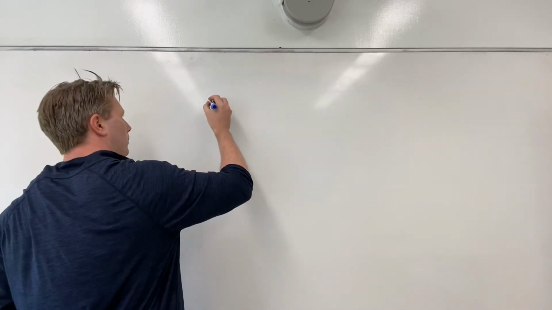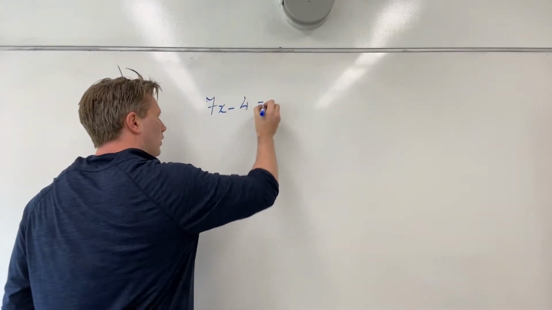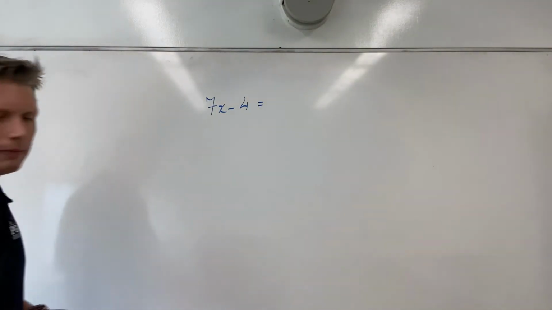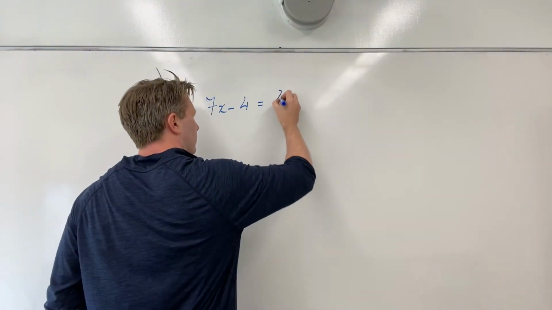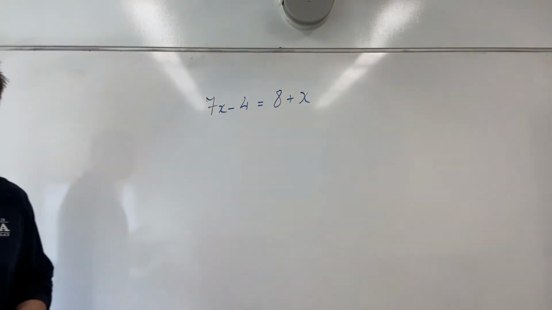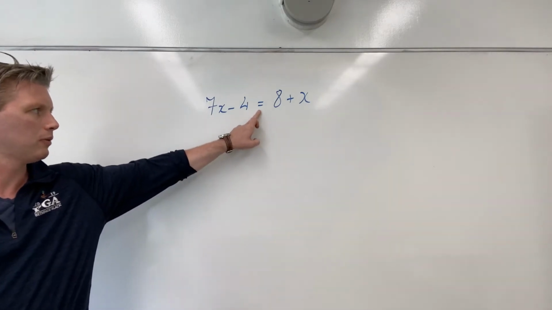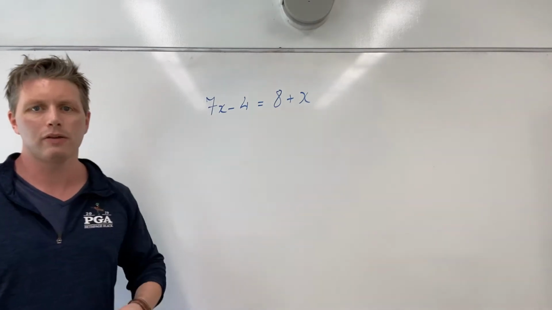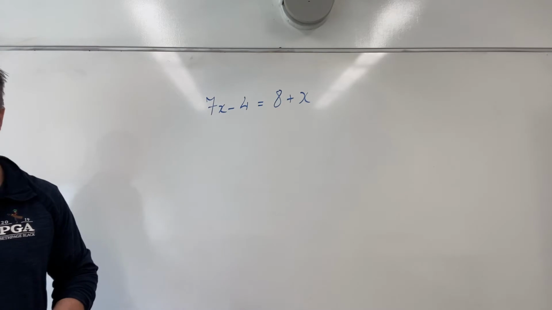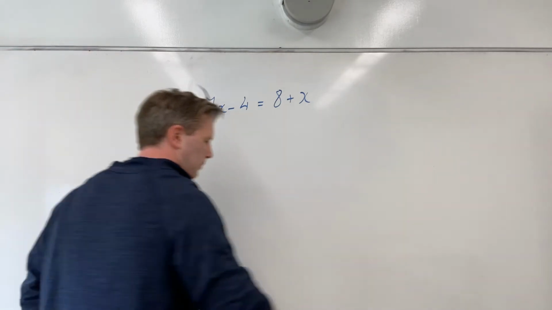So try this one yourself, please. 7x minus 4 is equal to 8 plus x. So please try that one yourself. 7x minus 4 is equal to 8 plus x. We're looking for the value of x that will make that statement true. And I want you to solve the equation. A way of saying the same thing. All right.